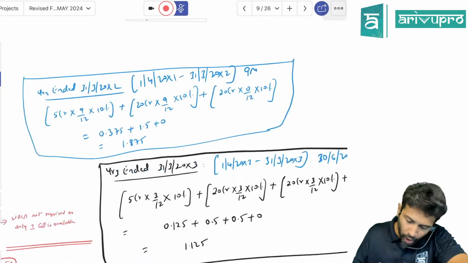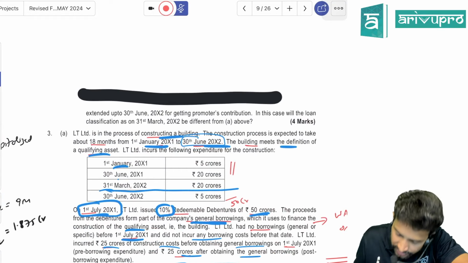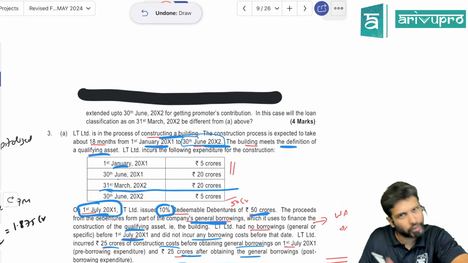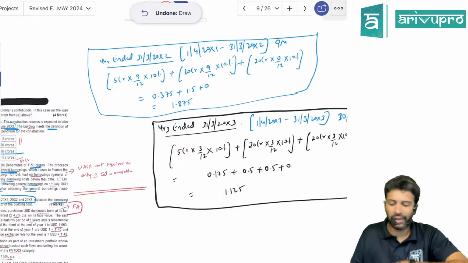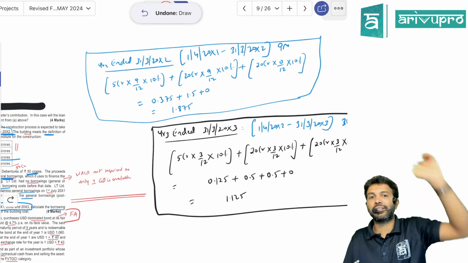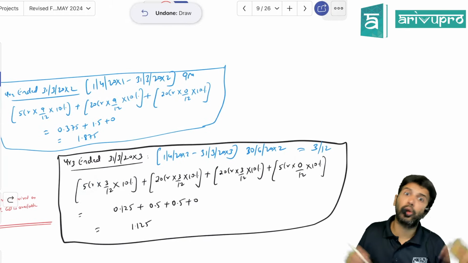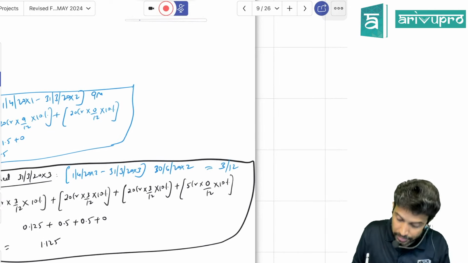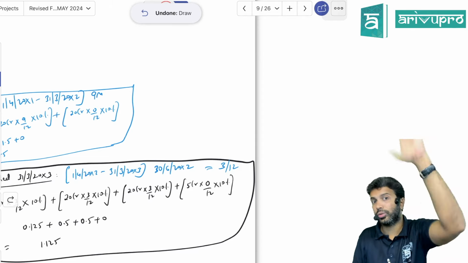Okay, sir. All right. Now take the date as 30th June 20x2. Has this expenditure been incurred before 30th June 20x2? Yes, 5 crore. So can you take this? Yes, because we don't have to worry where this 5 crore came from. Whether it came through general borrowing or through cash is irrelevant. Take 5 crore, multiplied by what? Don't take 12 by 12 over here. For the third year, the maximum weightage you can give is only 3 months. Why? April, May, June, because on 30th June the asset is ready.